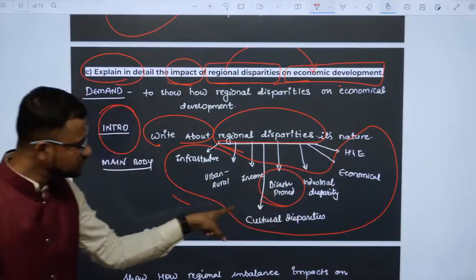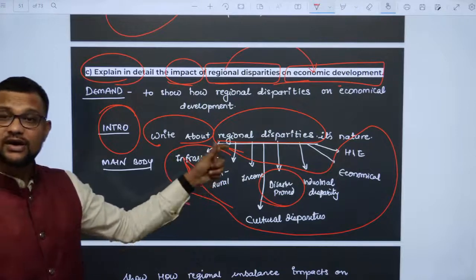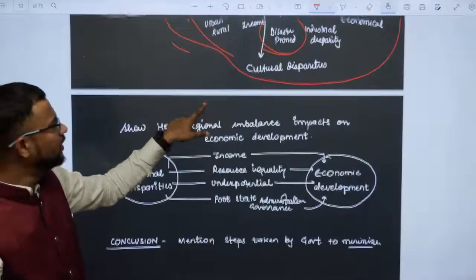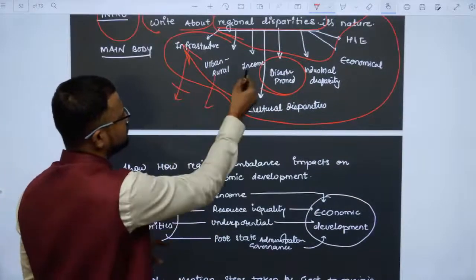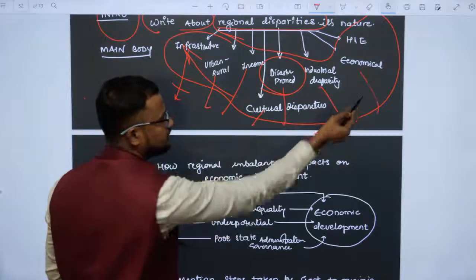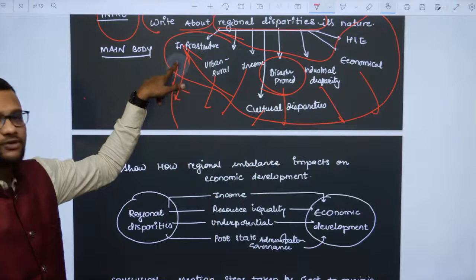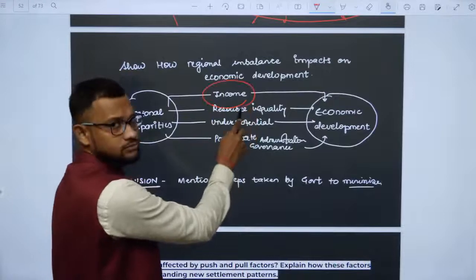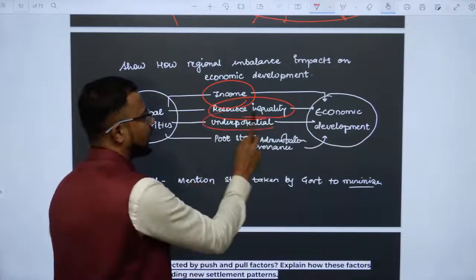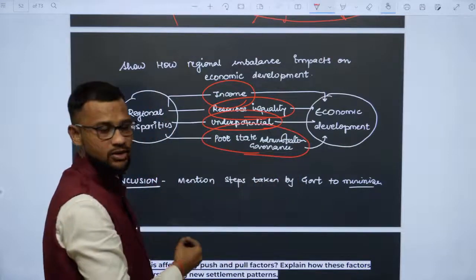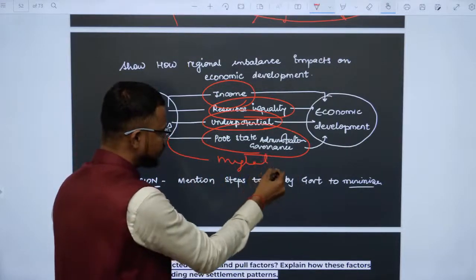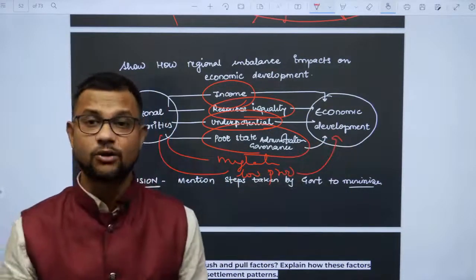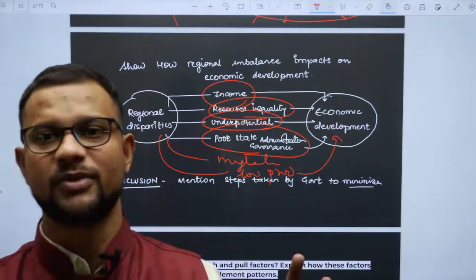So I have given you these different types of regional disparities, and how they impact economic development. Now you can absolutely connect each of these with economic development, how it impacts adversely. Done? Then it would be absolutely done. ठीक है? So say it impacts income, it impacts inequality, under-utilised potential, poor state administration and governance, it leads to migration, it leads to low productivity, and you can connect it with economic development, how it adversely impacts it, and this makes your answer more fun.